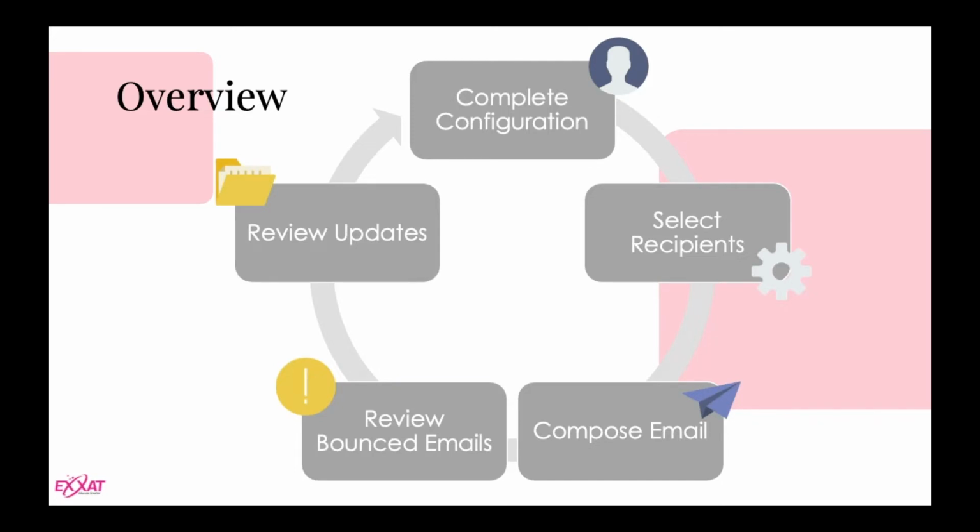So again, the overview of what we're going to be doing, and what you're going to be doing if you do decide to use the feature, is you're going to do the configuration. You'll select the recipients. This is much like what the slot request process does too. You'll compose the email, and then you'll send it, and then you'll review any bounced emails, and then review any updates, and then you'll be able to use those updates to make sure that the March 1st mailing has correct information in it. You'll use both the bounced email report and any updates that your sites might provide to do that.